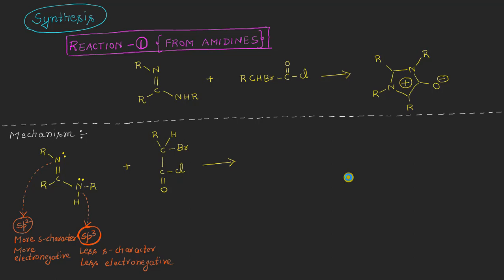The first one starts from the amidines, which you can see here, right? These are the amidine molecules. An amidine molecule means a nitrogen, double bond, carbon, single bond, nitrogen here, right? And upon reaction with this alpha bromo acyl chloride, it results in the formation of the desired mesoionic molecule. So let us see what type of mechanism there is in this reaction.